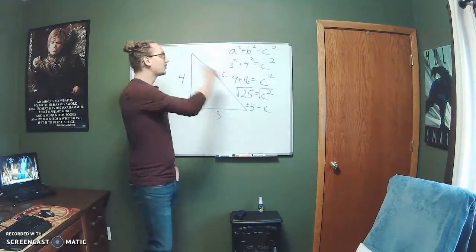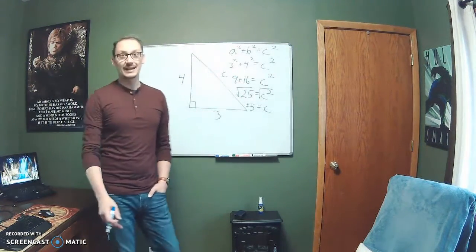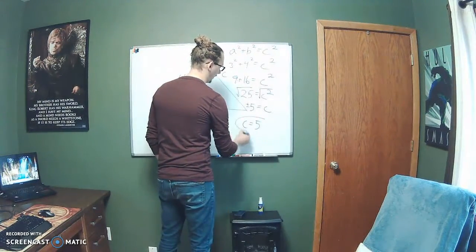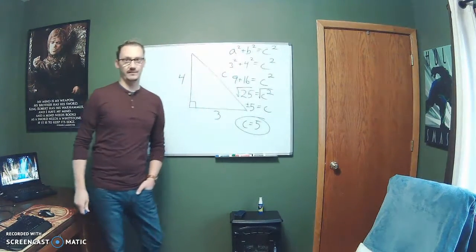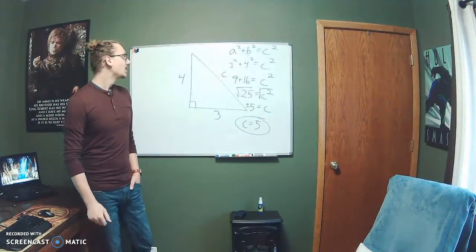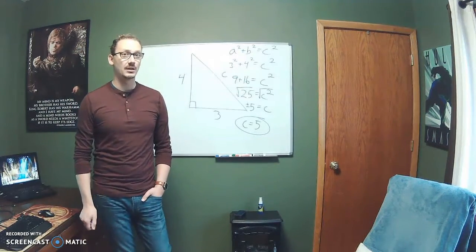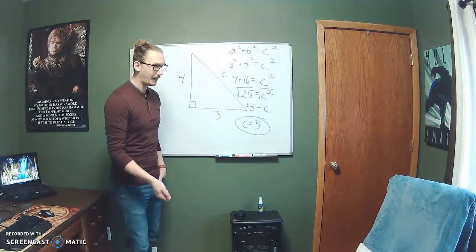Distances, at least like measurements, lengths, can't be negative. So we know that c equals 5. Okay? So that's solving for C. Tomorrow we're going to get into A and B a little bit. Tomorrow will be A and B.